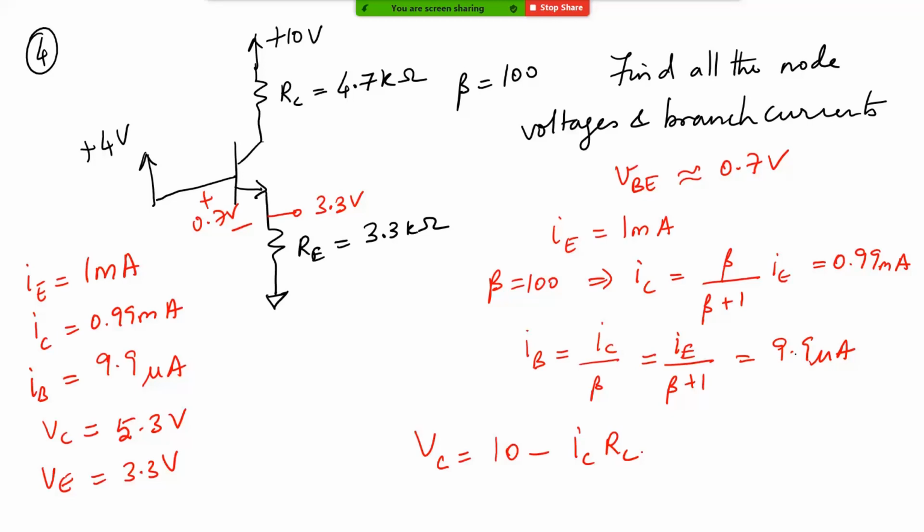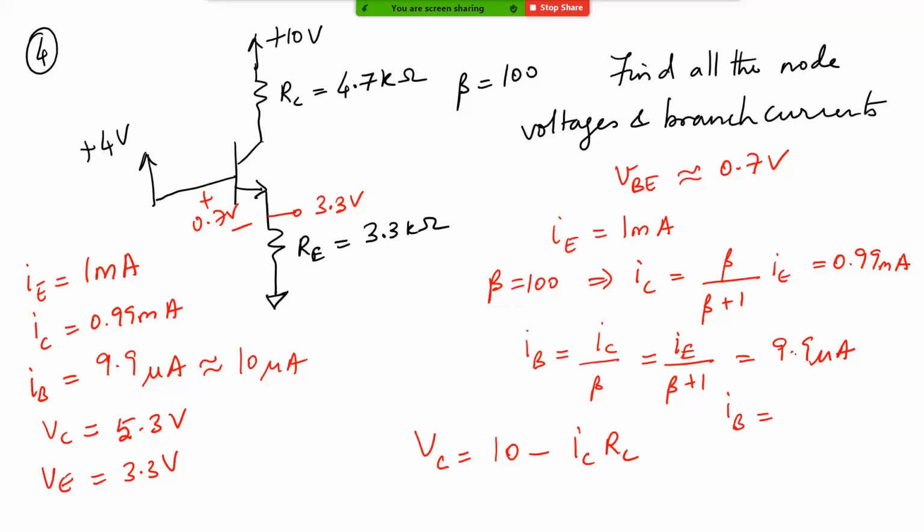IC plus IB is equal to IE, right? Correct. You can do that also. So why did we get 9.9 microamperes? You should get 0.01 milliamperes, or 10 microamperes. Approximately the same. 9.9 microamps can be written as very close to 10 microamps. It will just be a numerical approximation, right? If you take IE by beta, it is IE by beta plus 1.